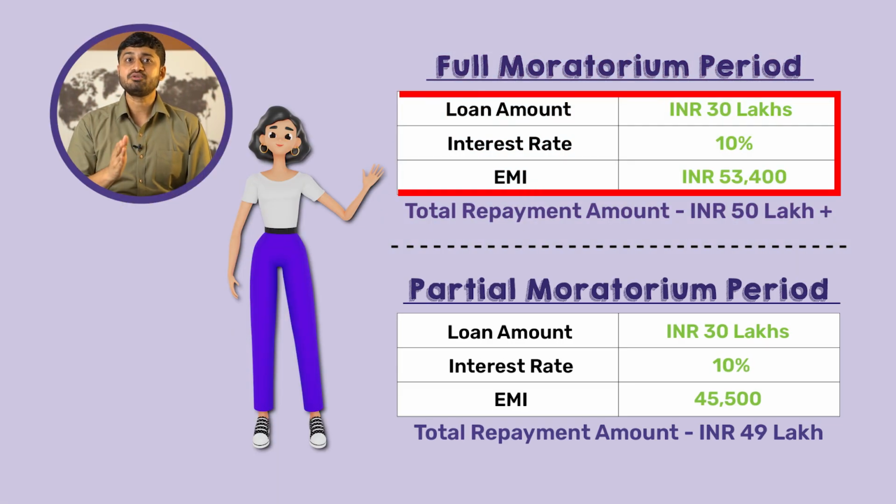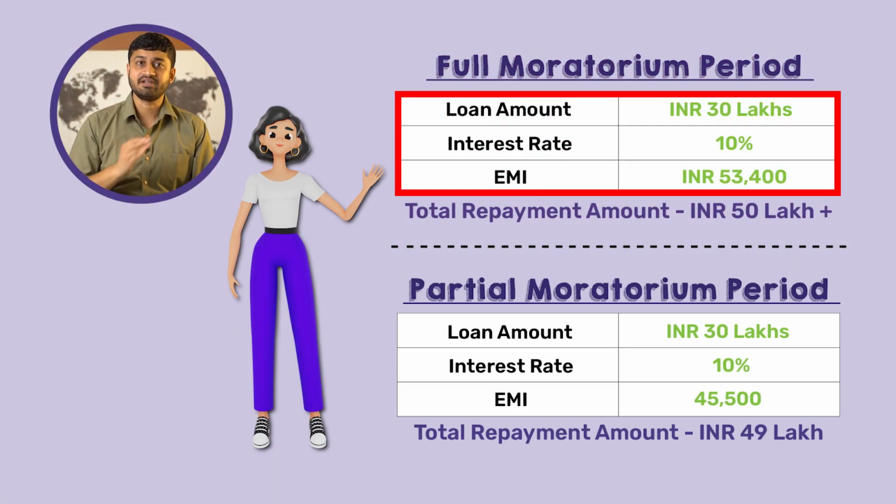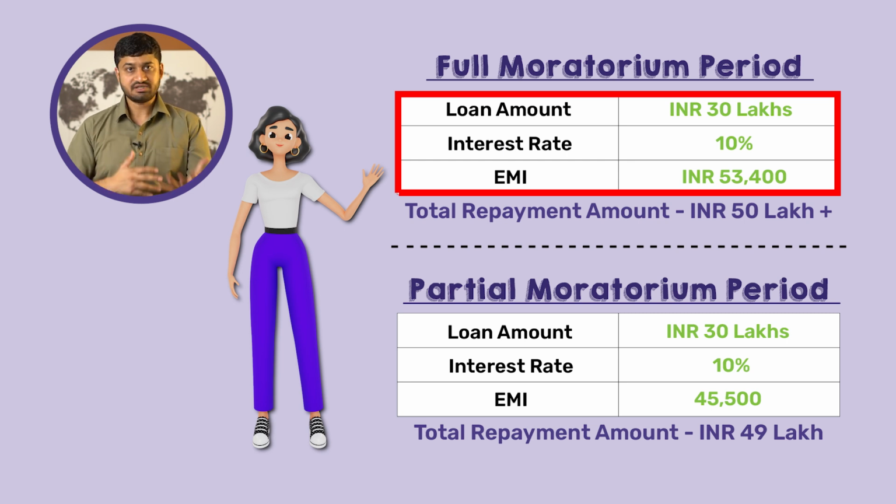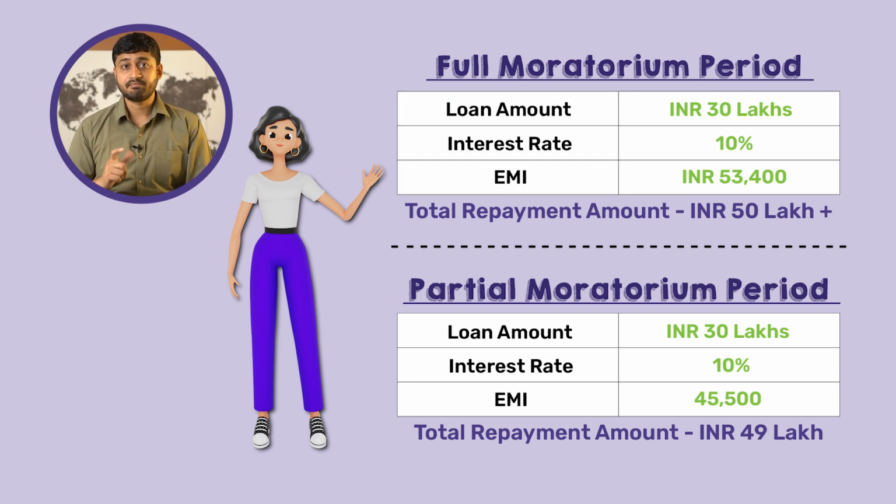So if Priya's loan was 30 lakh with an interest rate of 10%, her monthly EMI will be approximately 53,400. If she opts for a full moratorium period, monthly interest will be added to her principal loan amount. So her 30 lakh loan amount becomes approximately more than 50 lakh rupees. That's almost double of what she has borrowed. But here is a plot twist.